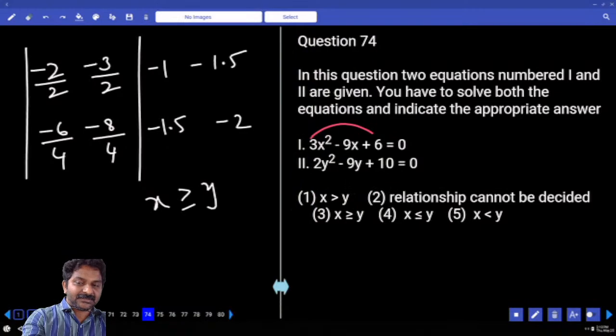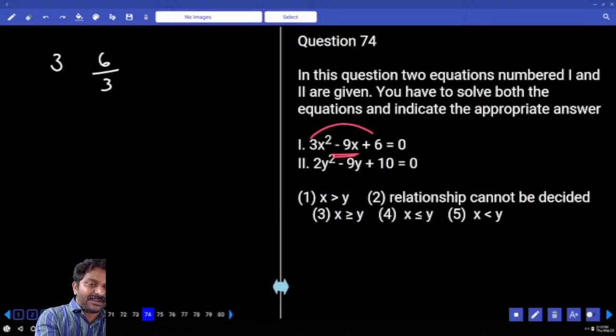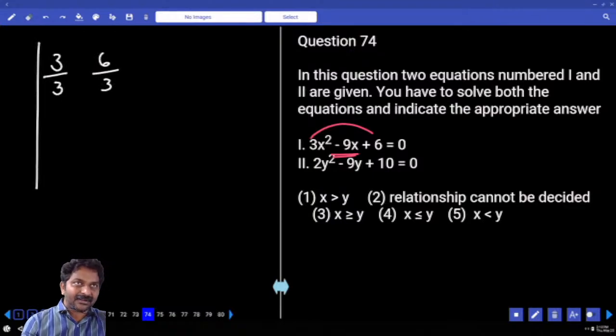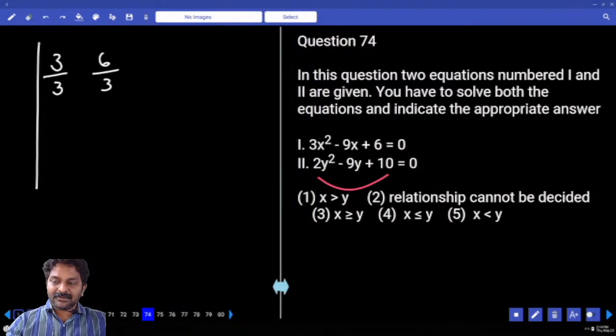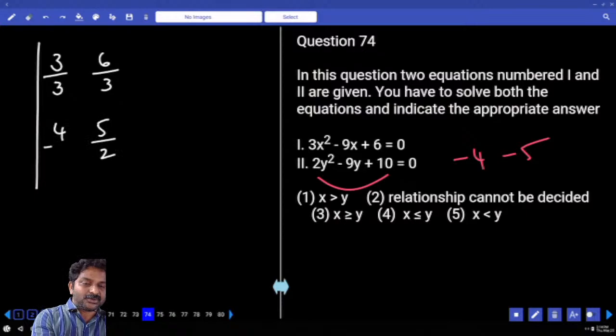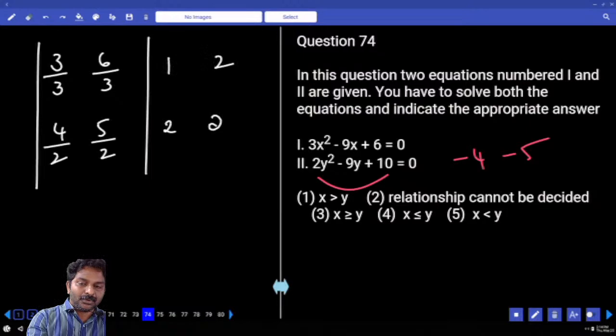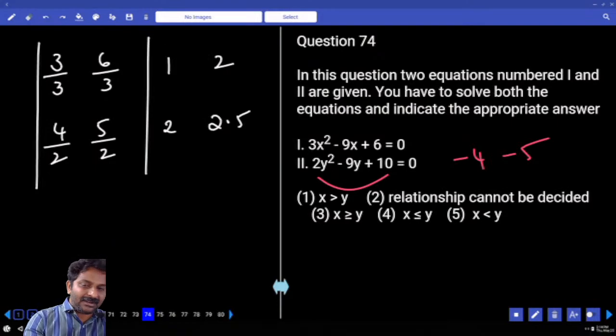Three comma 6, that itself is a combination. Minus 3, minus 6, minus 9, then factors are plus 3, plus 6 divided by the coefficient of x square. Yes, 2 and 10, 20 can be written as minus 4 into minus 5. Factors are plus 4, plus 5 divided by 2. 1 2, 2 2.5. X less than or equal to y.